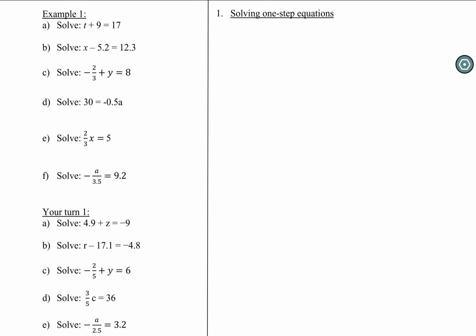So we've got a lot of equations here. It looks like a lot of work, but a lot of these are pretty simple to solve. So let's look at A. We have t plus 9 is equal to 17. Well, to solve this, I see that there's addition next to my variable of t, so I want to get rid of that by subtracting. So we'll subtract 9 from both sides, and we get t is equal to 8.